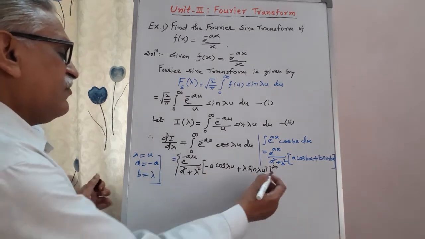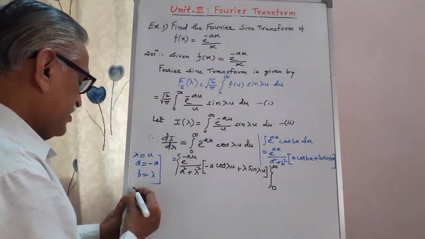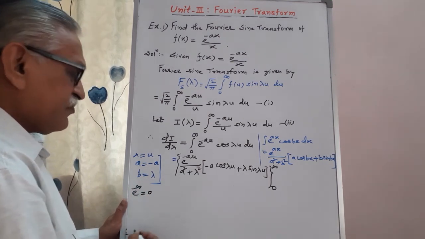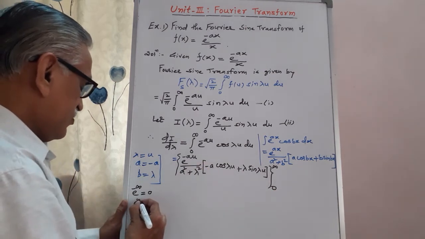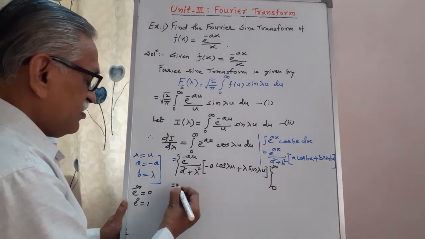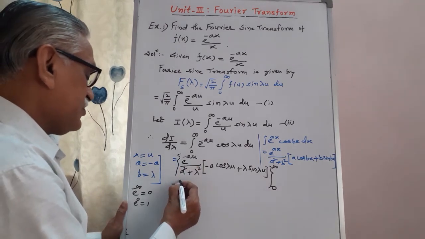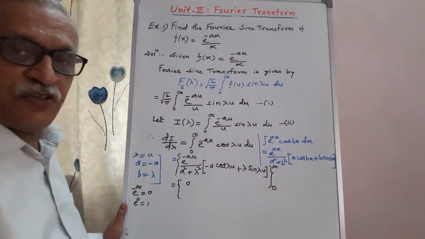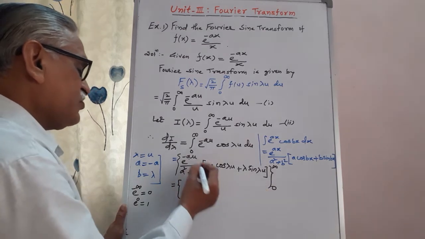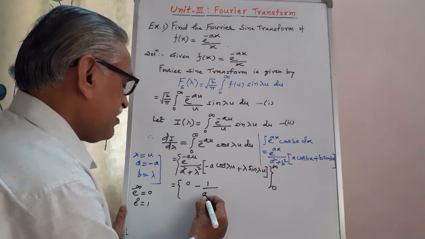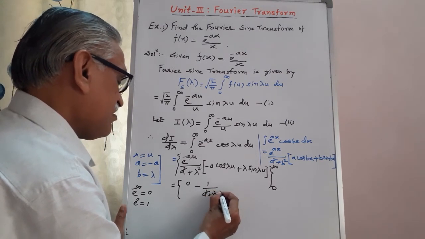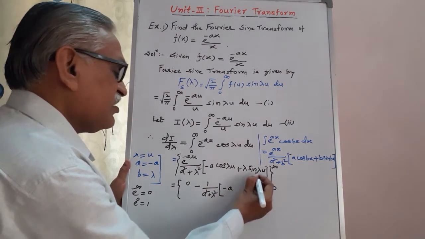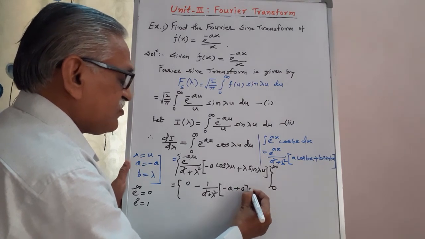Substituting the limits, when we substitute the upper limit, we get e raised to minus infinity, as we know that its value is 0, and for lower limit it is e raised to 0 as 1, and therefore for upper limit this becomes 0 into any number, we get 0 minus lower limit e raised to 0 as 1 divided by a square plus lambda square multiplied by cos 0 as 1, therefore it is minus a, sine 0 is 0, that term is 0.